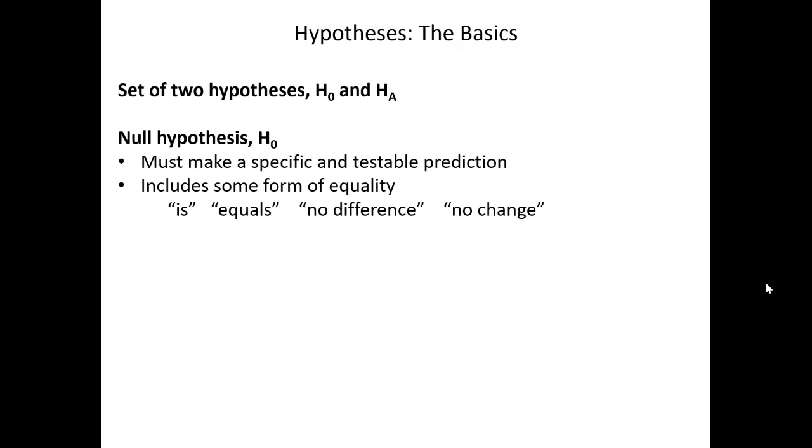So anytime we do a hypothesis test, we need a set of hypotheses. There'll be 2. One is the null hypothesis, symbolized H0. You'll see why in a little bit, but it's crucial that this null hypothesis has some kind of equality in it. That is, we're specifying something specific that might be our prediction. So keywords to look for in a written statement would be is, equals, no difference, no change. They're all kind of saying the same thing, that one thing is equal to another.